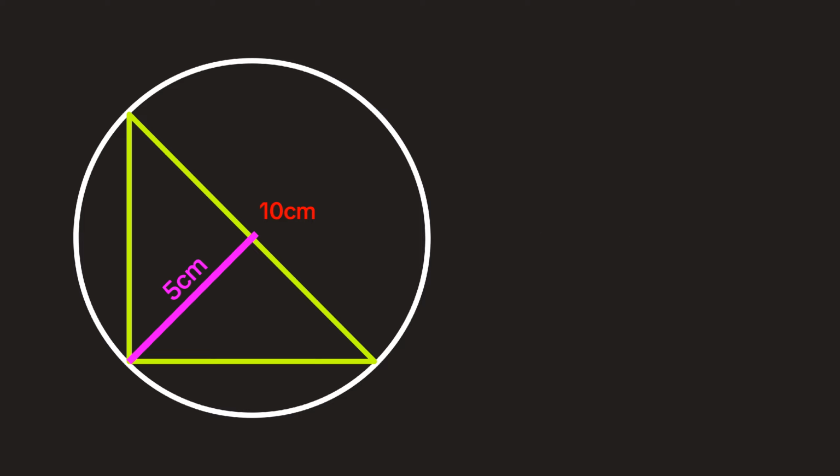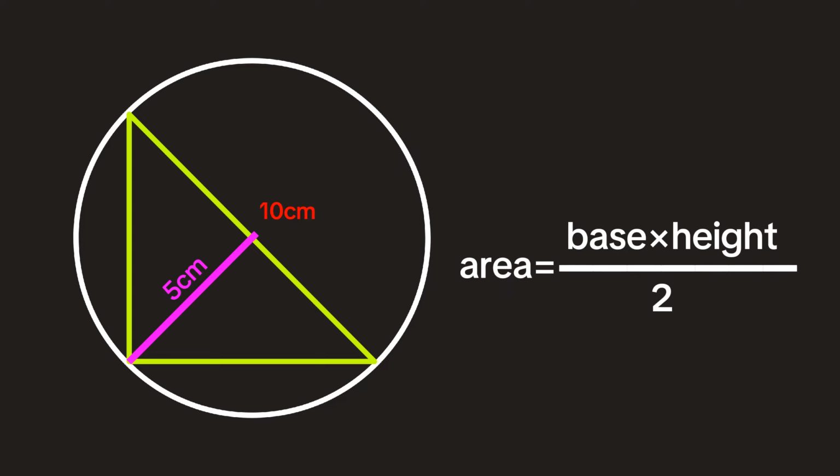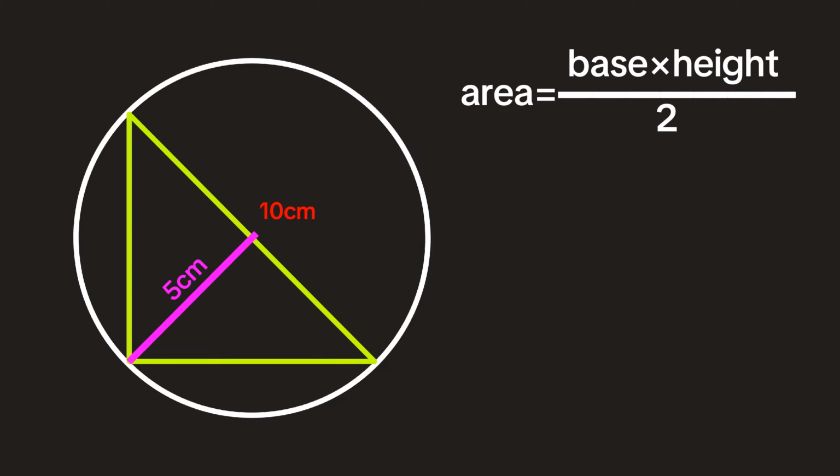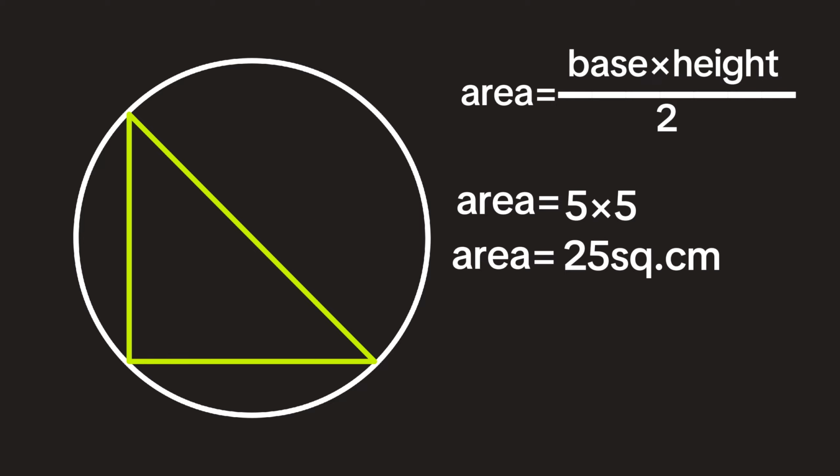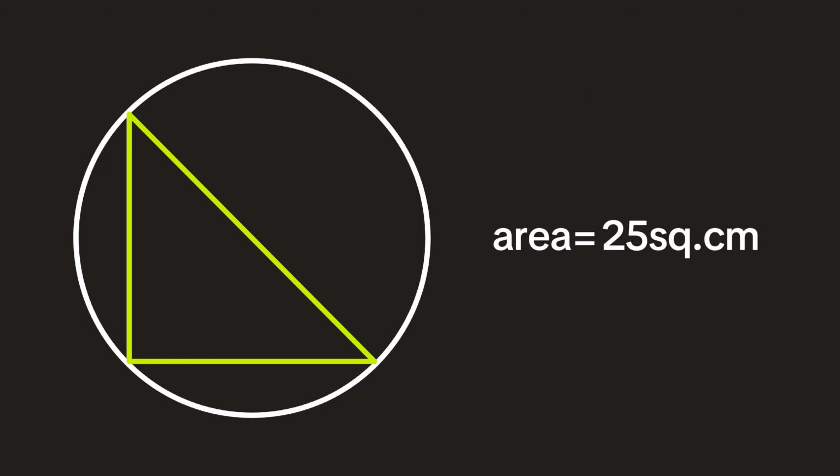Now we just plug our real numbers into the formula. Area equals half times base times height. That means area equals half times 10 times 5. Half of 10 is 5. And 5 times 5 equals 25 square centimeters. And boom! The maximum area is 25 square centimeters, not 12.5.